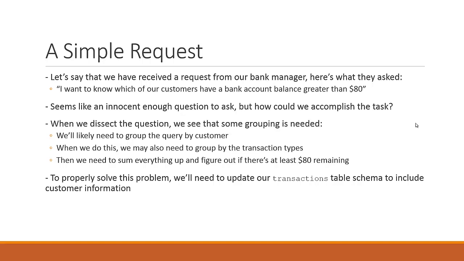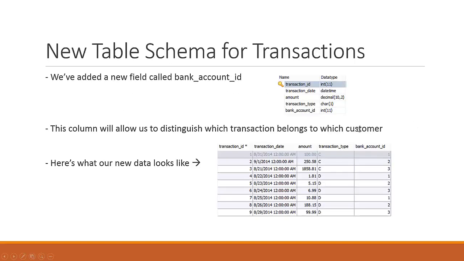All right? So to properly solve this problem, we'll need to update our transactions table schema right now to include this customer information. Because as it stands right now, there's no customer information in our table. So let's do that little tweak. So what I did was I added a new field called bank account ID. So you see here at the very bottom, bank account ID. And this column will just allow us to distinguish which transaction belongs to which customer.